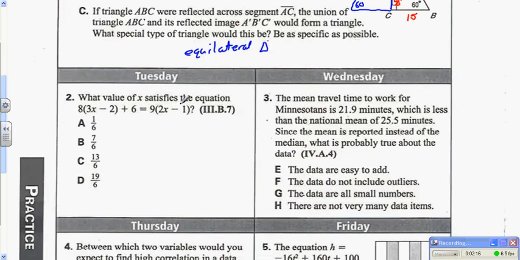What value of x satisfies this equation? So here we have a nice standard equation. We have some parentheses, but it's a matter of solving for x. Our first step would be to distribute and get rid of parentheses.